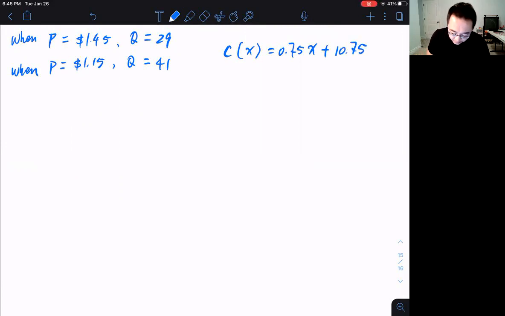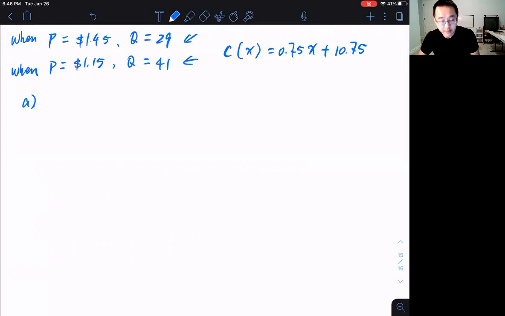Now, assume your demand curve is linear. How do you find your demand curve? These two pieces of information tell you your demand curve, because it's telling you when price is this, quantity is this, and when price is that, quantity is that. So there are 2 points you already know on your demand curve, and we know it is linear, so it's a straight line. The question is, how do I find my function?